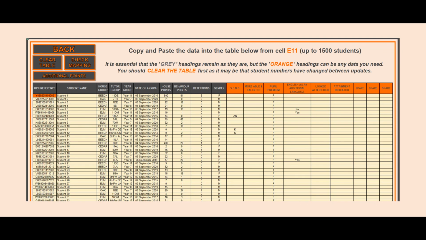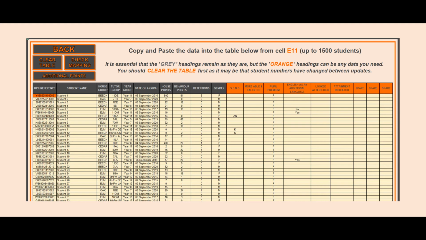So after you've run your report from Sims for the day's points, all you do is click on those circular arrows, go to this page, type in the password, and paste the data into the table below. The trick though, of course, is to clear the table first, because if you have a student join or a student has left you, you might be left with redundant information if it doesn't fill up the whole grid.